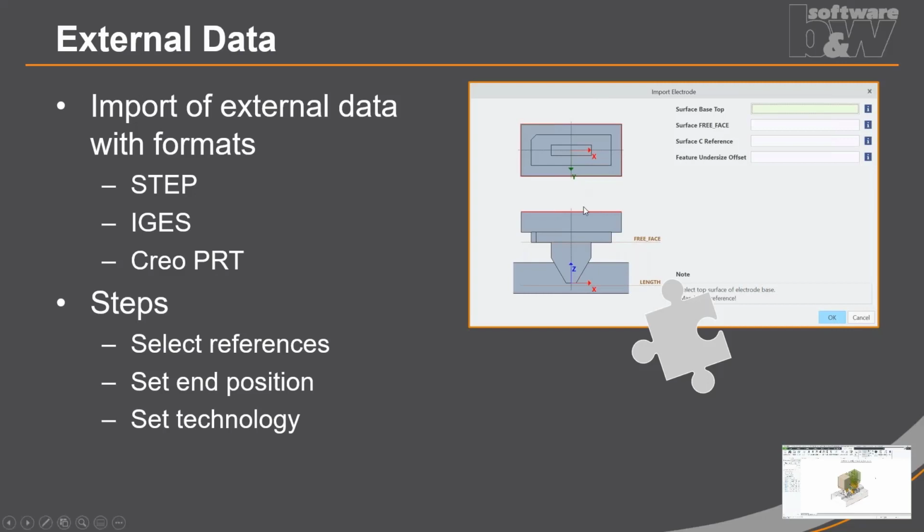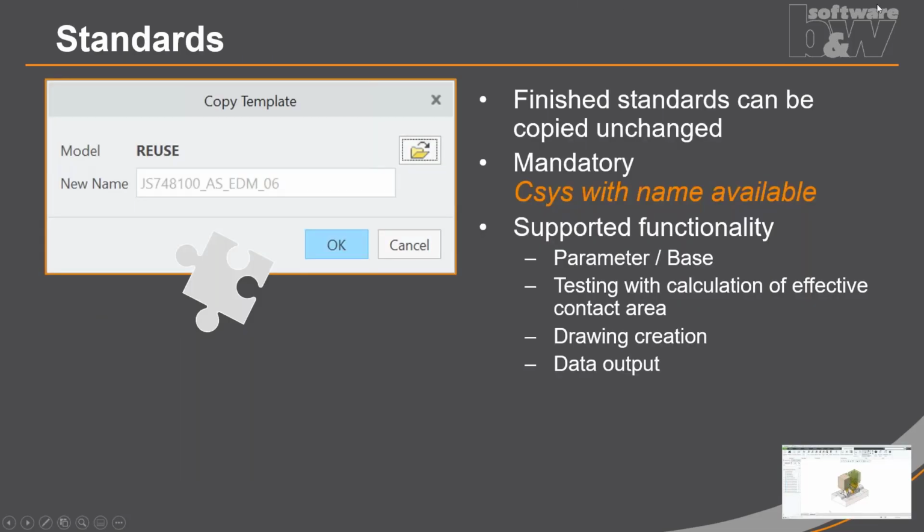Okay, so this is finished so far. And so now this electrode model, even if it doesn't contain any features known by SMARTElectrode, can now be processed in most of the subsequent steps. Similar is the workflow for a standard electrode.